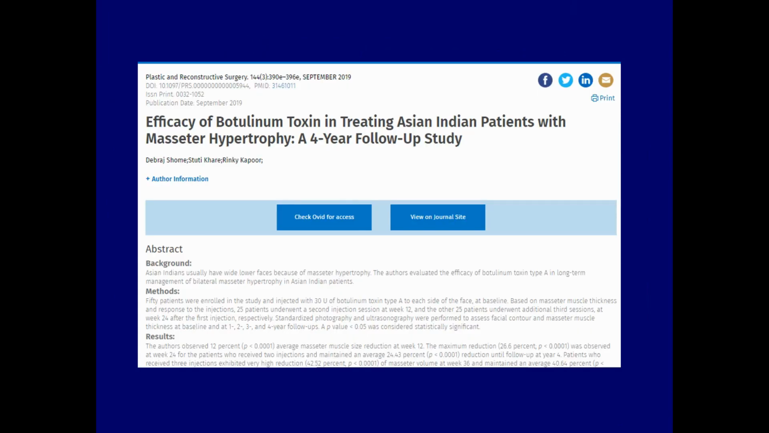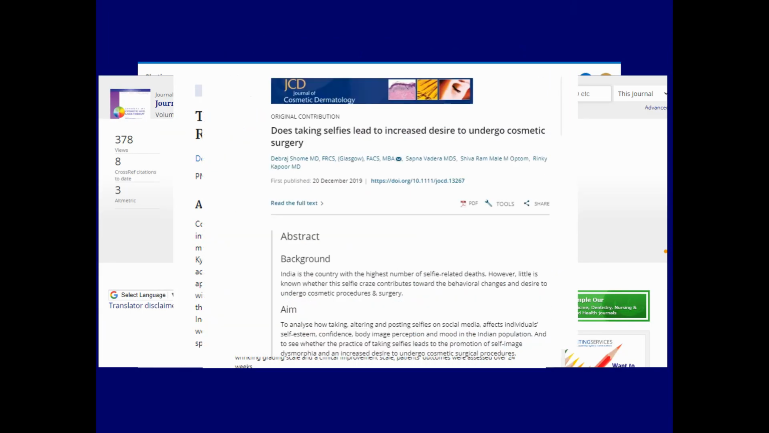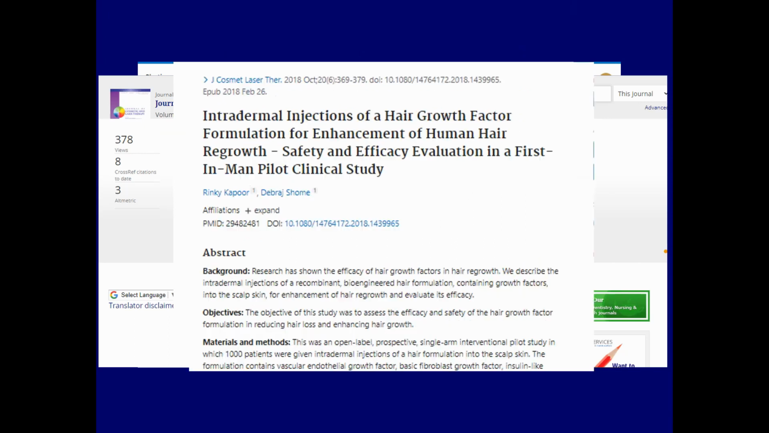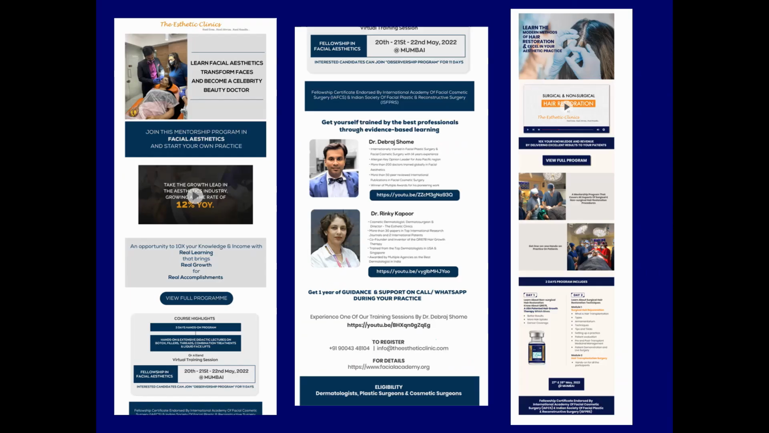Look at the transformation that can be caused by facial engineering, and look at the big difference that this entire process can cause. And these are some of the papers which have come out of the aesthetic clinics over the last couple of years, giving us the privilege of furthering science.